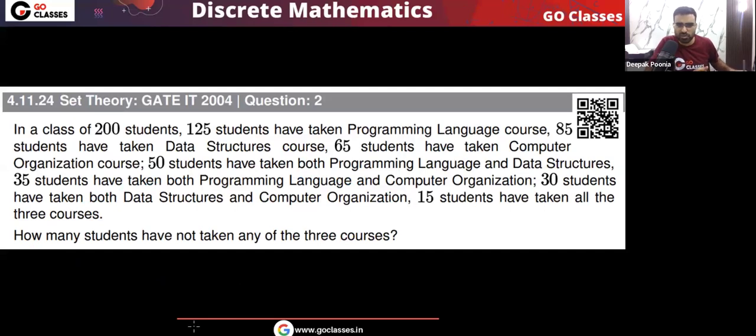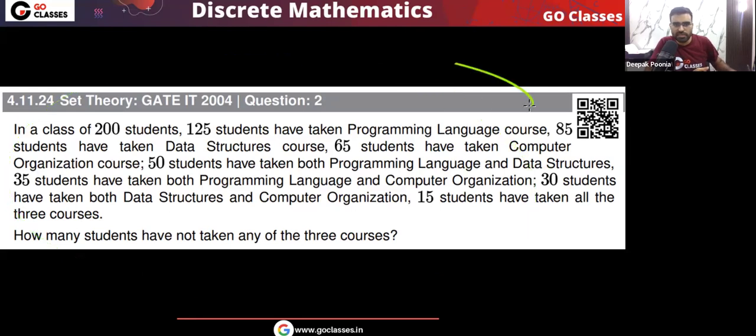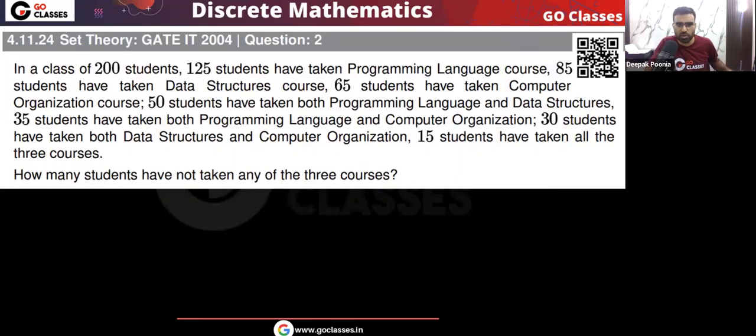So this is an inclusion exclusion principle concept. Here we have three sets. You can see there is a set of programming language students, a set of computer organization students, and a set of data structure students. We just need to apply the inclusion exclusion principle of three sets. Very easy question, so let's solve it.